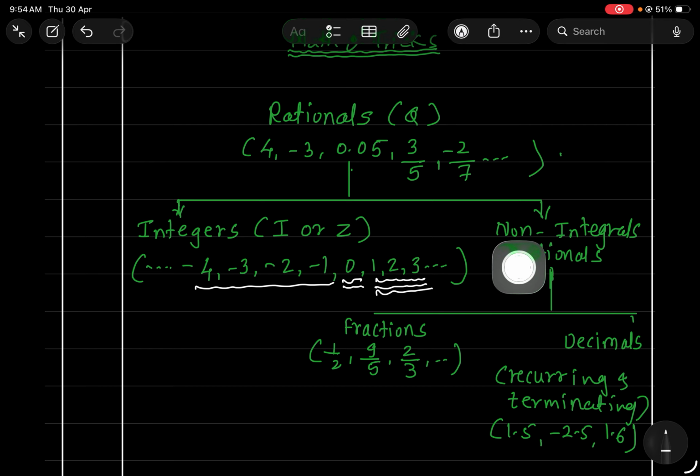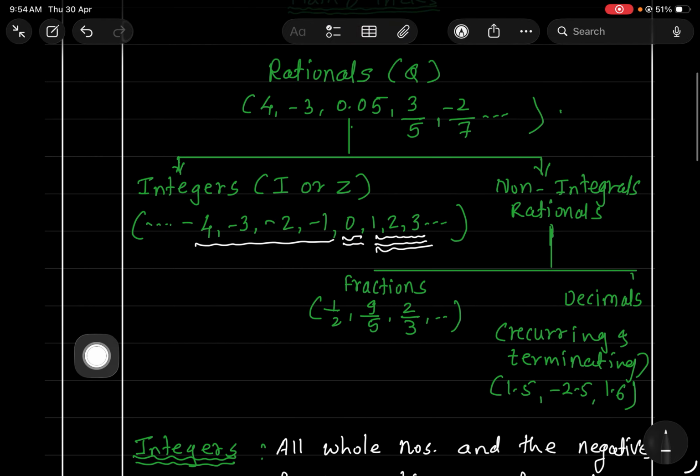Then another type in rational numbers is the non-integral rationals. What comes in non-integral rationals? Fractions and then decimals. You are familiar with fractions and decimals. Fractions means what? There is some part of a whole number. Suppose this 2 is there. In this, 2 is the denominator and 1 is the numerator. Suppose one complete thing is there, you make it into 2 parts, and from those 2 parts you take 1.